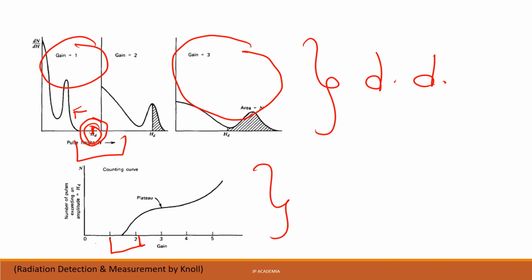This graph is somewhat similar to our integral pulse height distribution. This is sometimes called your counting curve. Such a plot is shown, and in many ways this resembles your integral pulse height distribution.